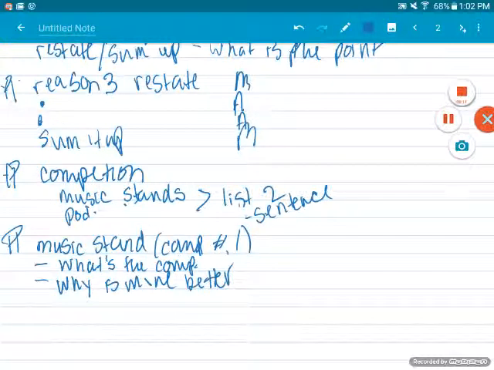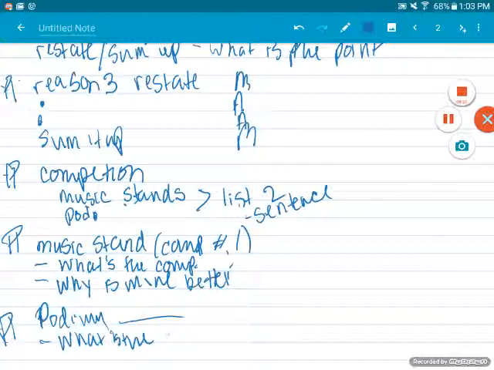Then we had another one, podiums, so we're going to do a new paragraph. Apparently I can't write podium. Again, what is it? And of course, sentences always. Then what is the competition? Why does mine compete with theirs? What is the competition, and why is mine better?